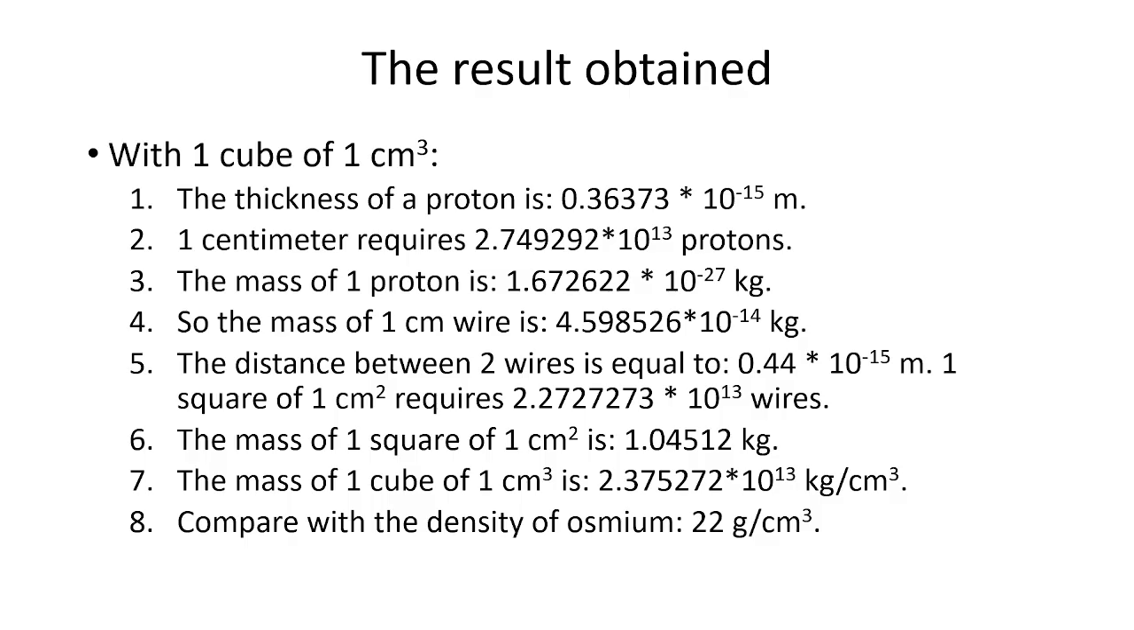With 1 cube of 1 centimeter cube: 1. The thickness of a proton is as before. 2. It is the same as before. 3, 4, and 5. The distance between two wires is equal to 0.44 10 power minus 15 meter.